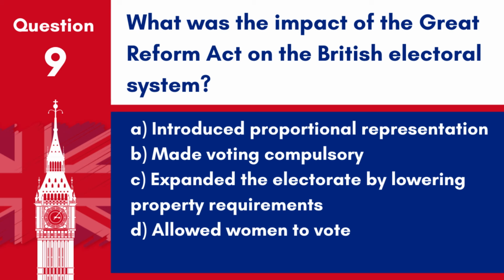Answer: C. Expanded the electorate by lowering property requirements. The Great Reform Act of 1832 expanded the electorate by lowering the property threshold required for voting, thereby allowing more men, particularly middle-class men, to vote.